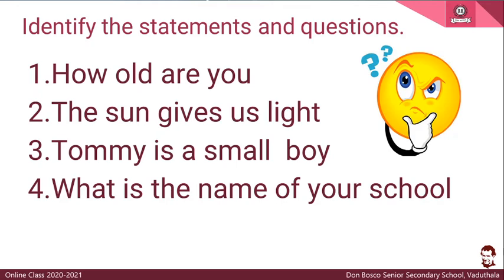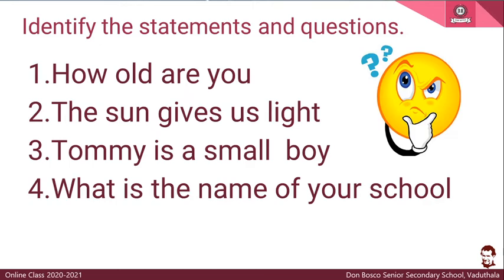Yes. Now we are going on to the third one, and the sentence is, Tommy is a small boy. This sentence is also telling you something. It is not asking you anything. It's just giving you information. So there also, what you have to put at the end? Full stop. So against the number 3, you have to put a full stop. Good. Now fourth one.